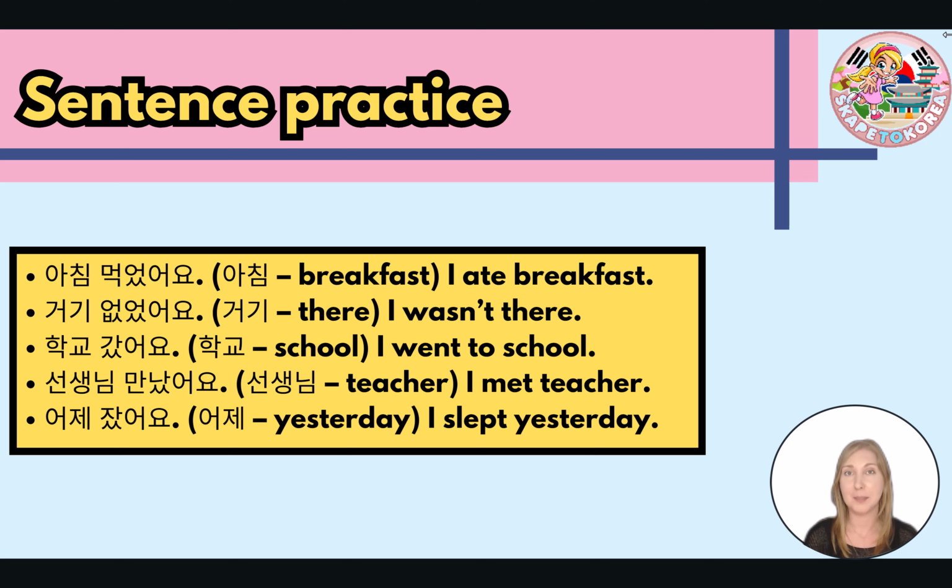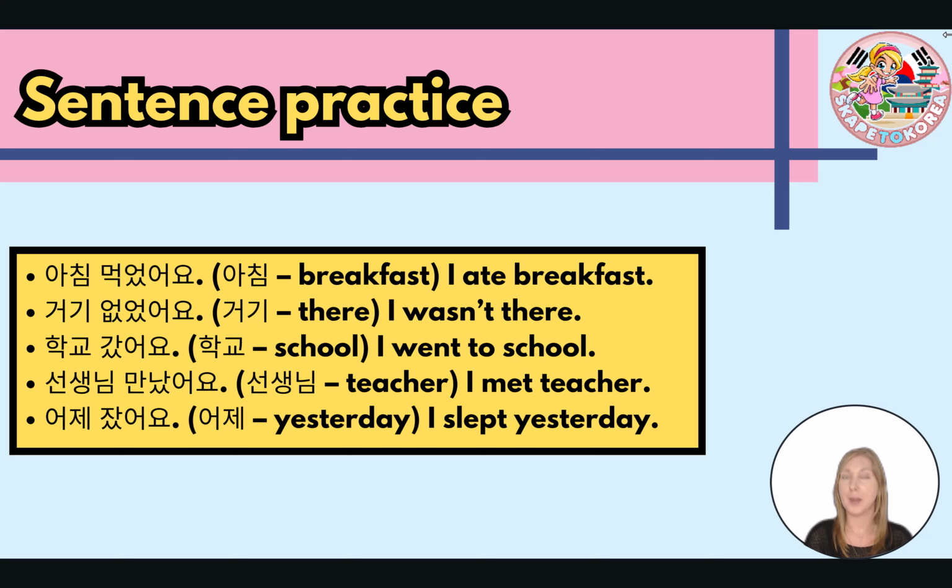Alright, so the first one is 아침 먹었어요. 아침 is breakfast. It can mean breakfast or morning. 먹다 is the dictionary form of the verb to eat. 먹었어요 is in the past tense. I ate. 거기 없었어요. I wasn't there. 거기, there. 없었어요, I wasn't. So 없다 is to not have. So it can be I don't have something, but it can also be used like I wasn't there. It didn't exist there.